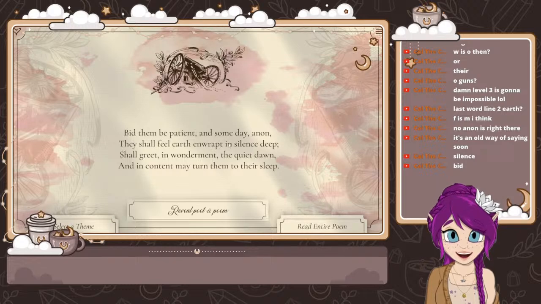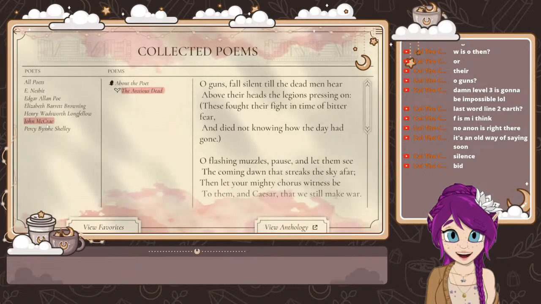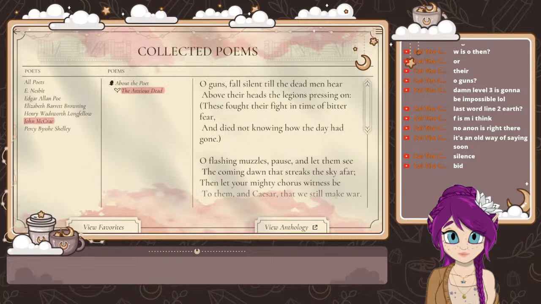Aww, this is about the dead on the battlefield. John McKay. Actually, he sounds familiar. John McCrae.